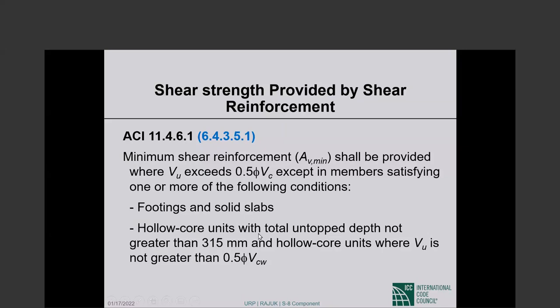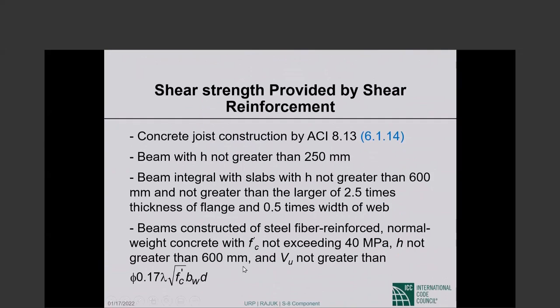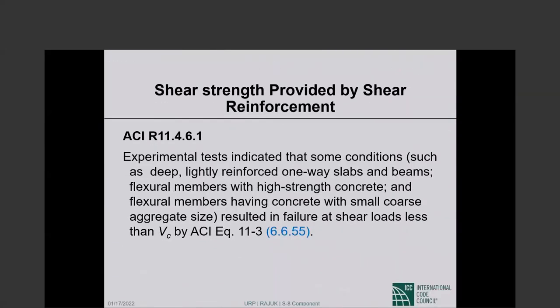Footings and solid slabs, hollow core units with total untopped depth not greater than 315 millimeters, and hollow core units with V sub u no greater than 0.5 phi V sub cw. Okay, that crept in. Anyway, this list I don't have to dwell on every item. So concrete joist construction as defined in 318. No shear reinforcement at phi times V sub c by 2. Beam with total depth not greater than 250 millimeters. Beam integral with slabs with h not greater than 600, not greater than. Anyway, I'll let you read this list. So there are certain things for which we do not need minimum shear reinforcement unless the V sub u exceeds phi times V sub c.